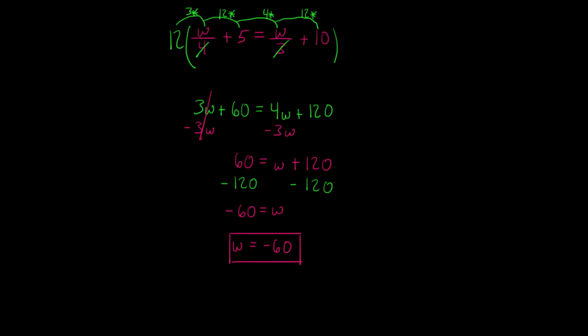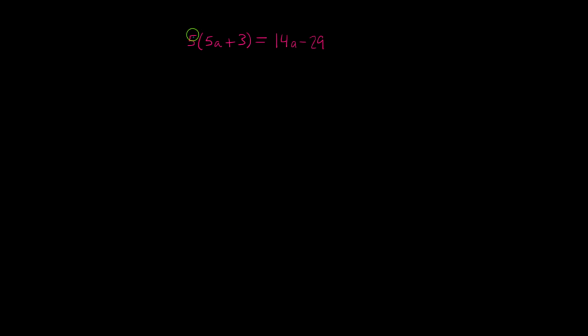Let's take a look at another problem. Here I have 5 times 5a plus 3 is equal to 14a minus 29. So now I have 25 times a plus 5 times 3 will give me 15 is equal to 14a minus 29. From here I'm going to combine like terms and isolate the variable.